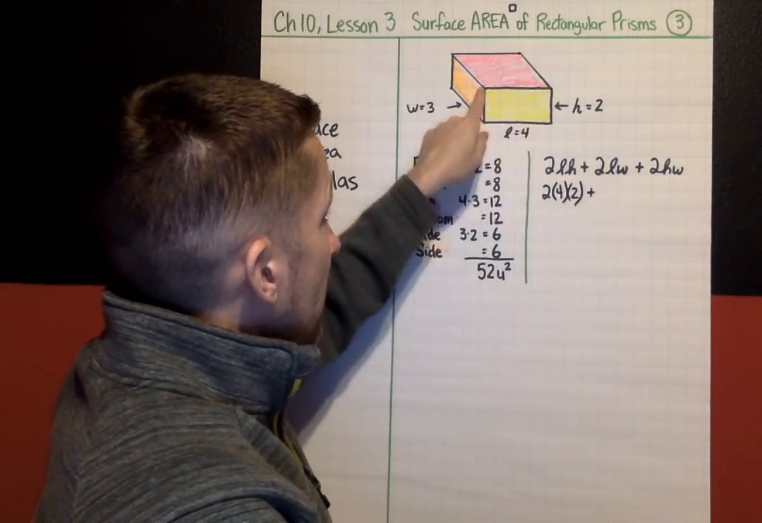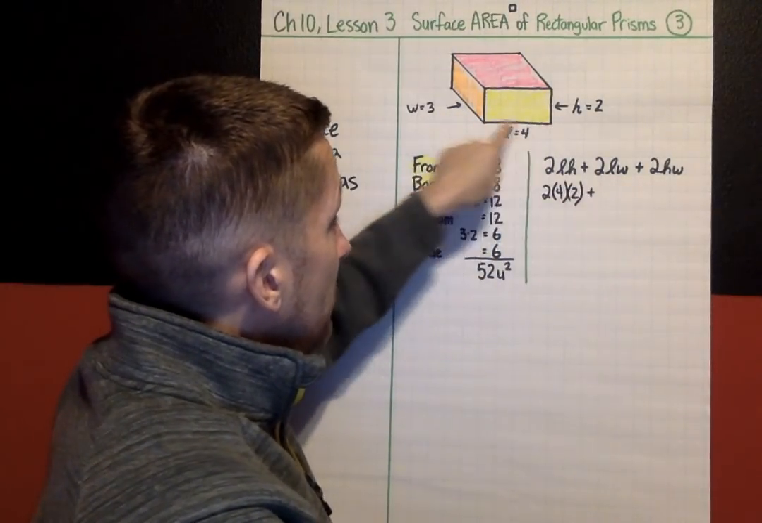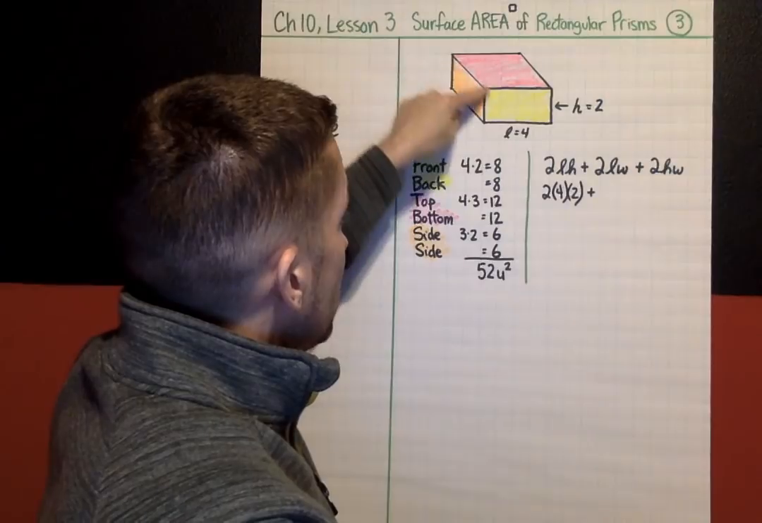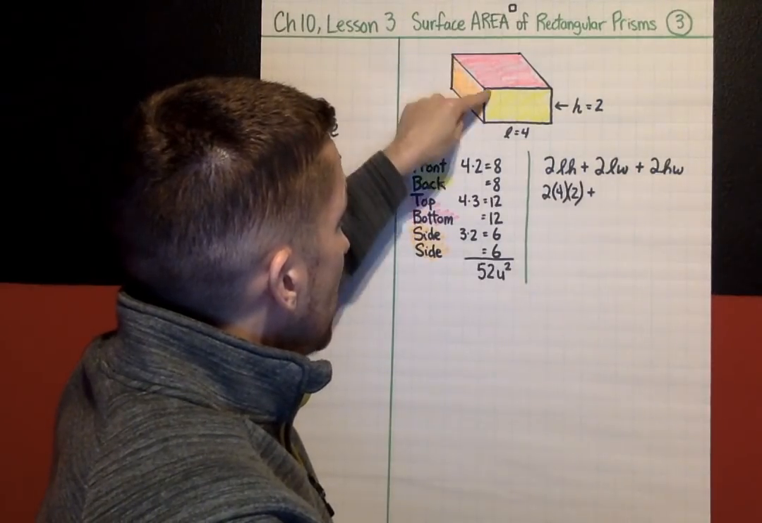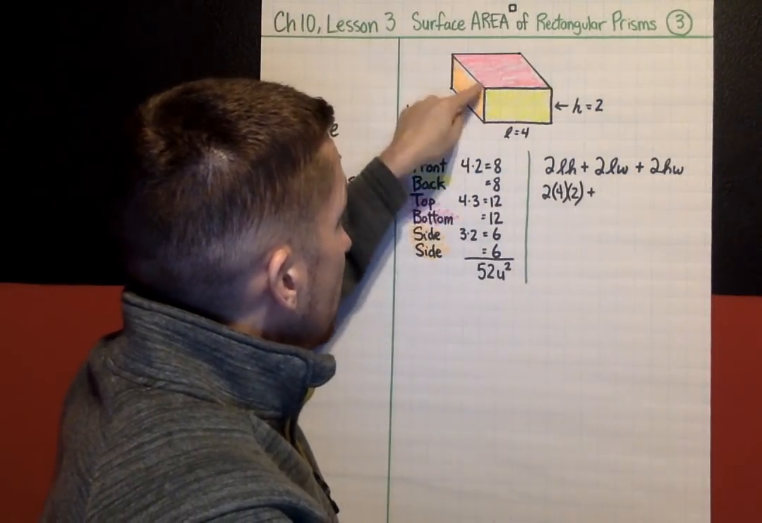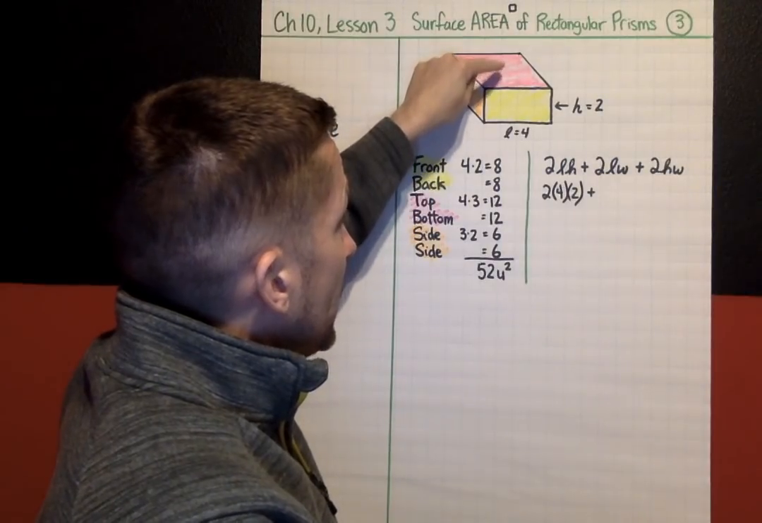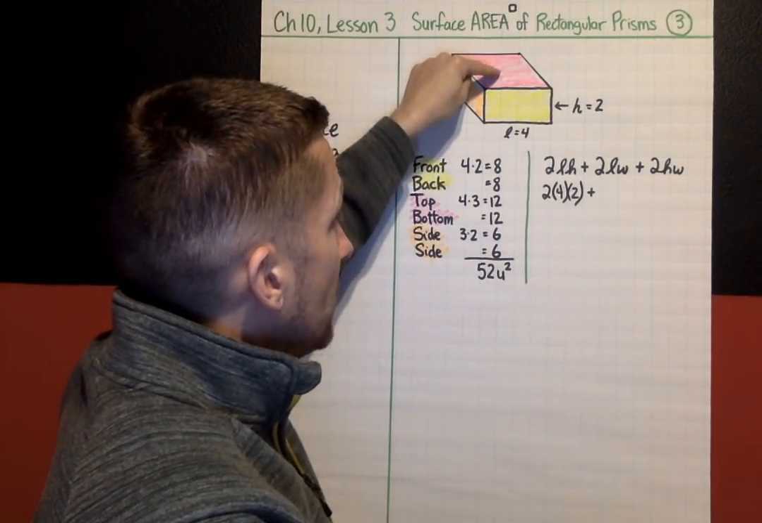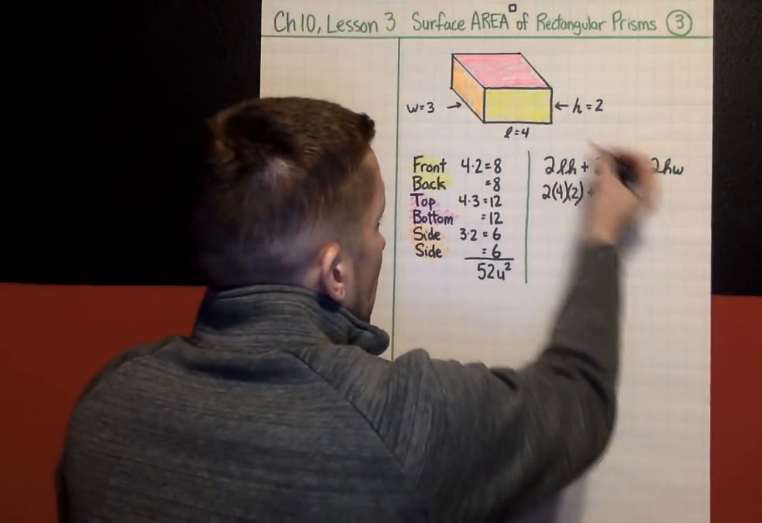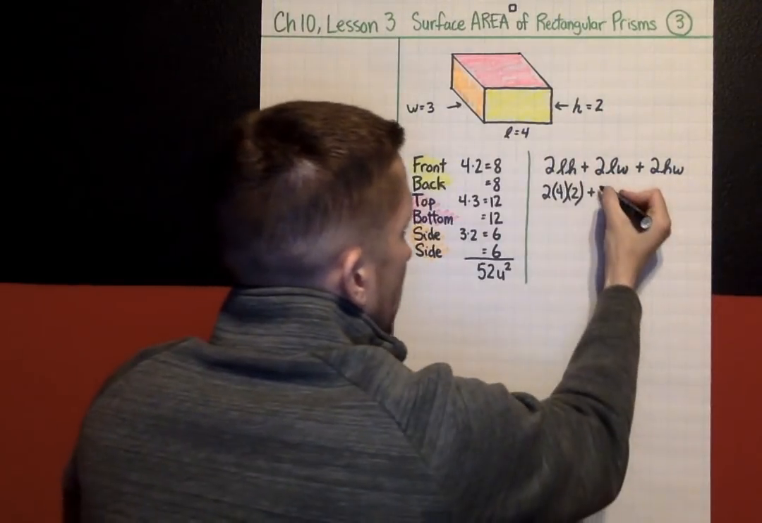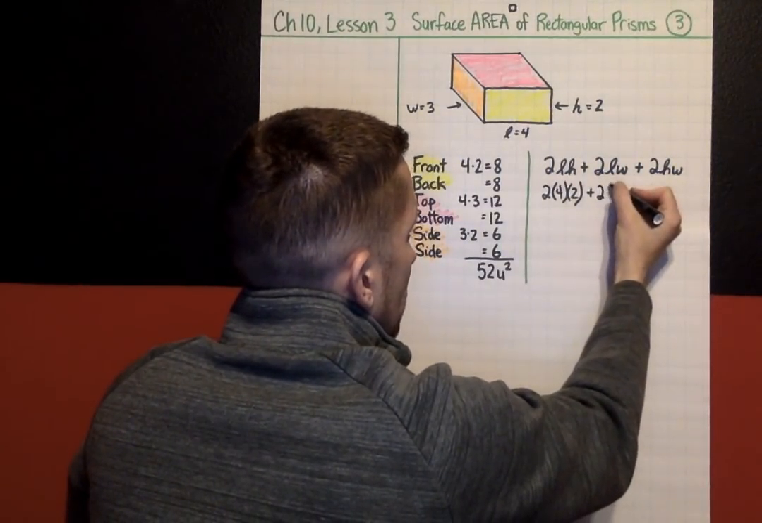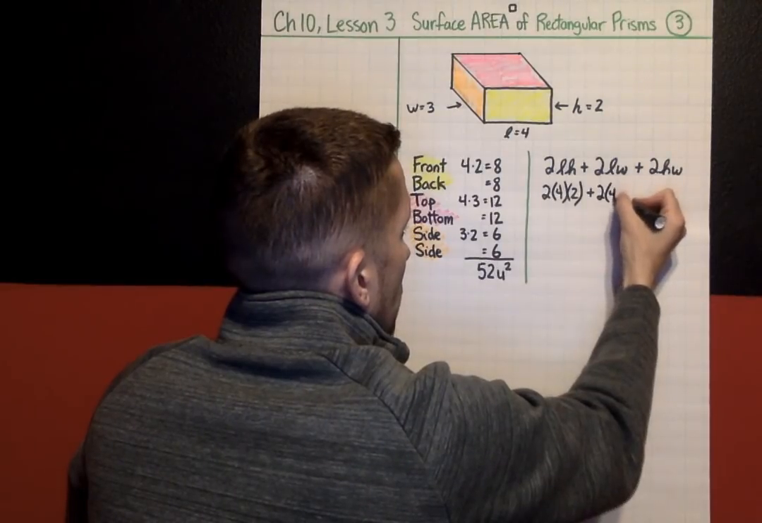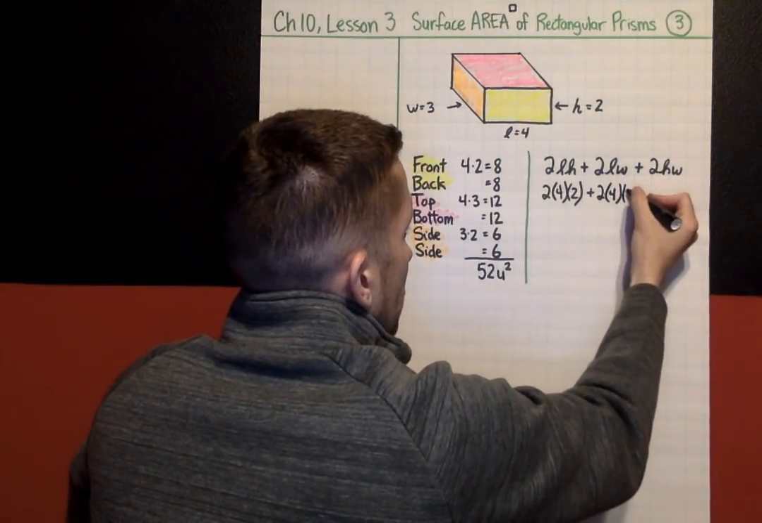Well, this is the length right here. Same line as this. And the width is this. This line is the same as this. So length times width is actually the pink. It's the top and the bottom. So the length is 4 and the width is 3. So I'm going to plug in those amounts. The length is 4 and the width is 3.